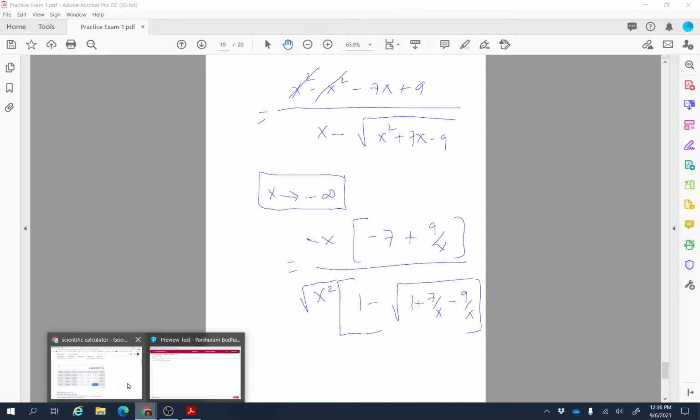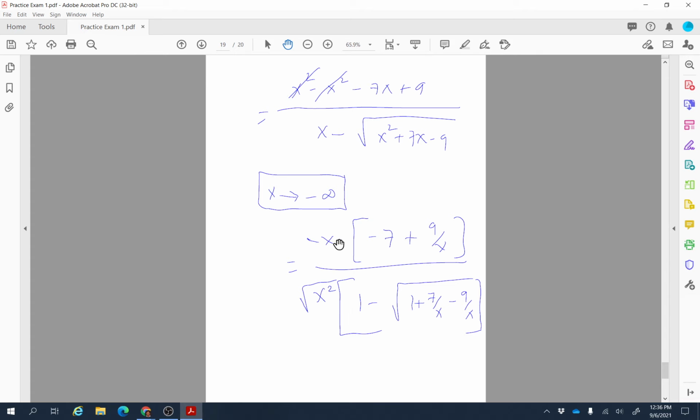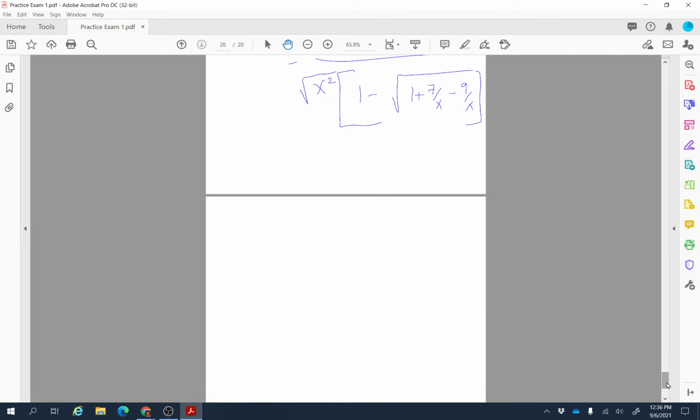Look here. When x approaches infinity, this part goes to 0, this part goes to 0, this part goes to 0. And what happens to this? Okay, the one thing you have to keep in mind here, let me give you some explanation.